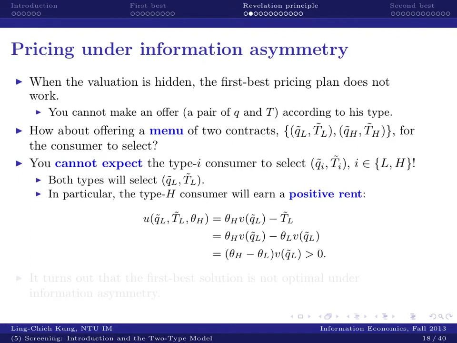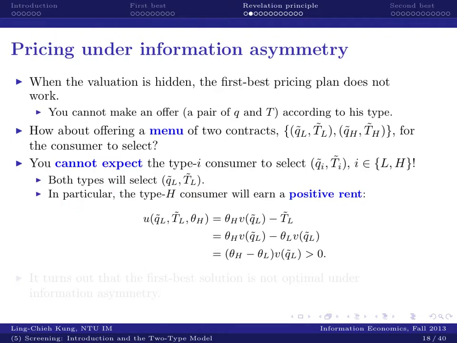Okay? In this case, the problem is that you cannot expect the type I consumer to select QITI, or I should say, you cannot expect different consumers to select different contracts because both of them will select the contract that is intended for the low type consumer. Okay? The reason is that by choosing this, they can earn more money.